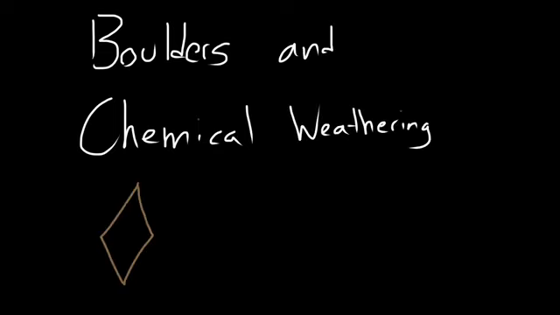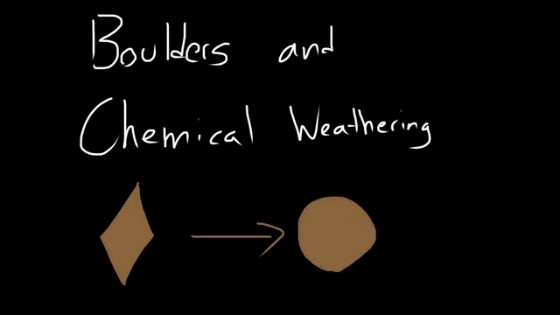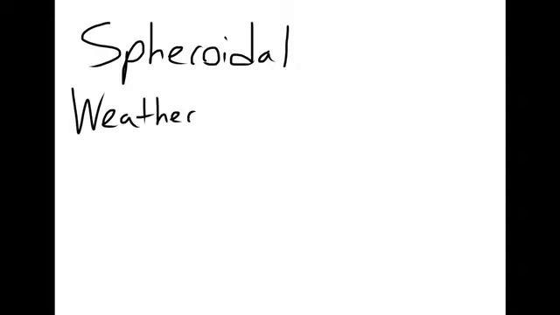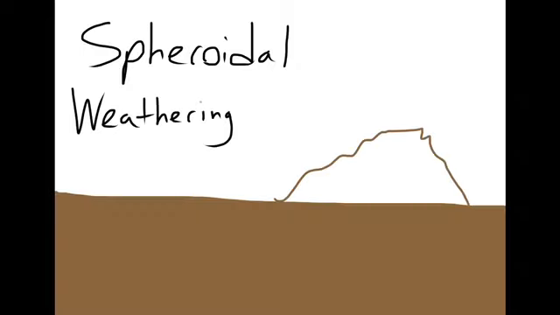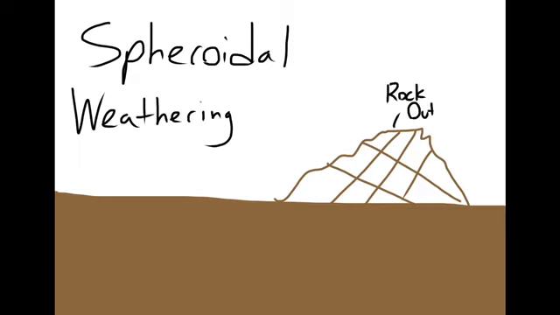Specifically, I want to talk about how boulders become rounded over time due to chemical weathering. This is known as a process called spheroidal weathering. And this is different from other processes such as stream bed cobble, which become rounded over time due to tumbling with each other.